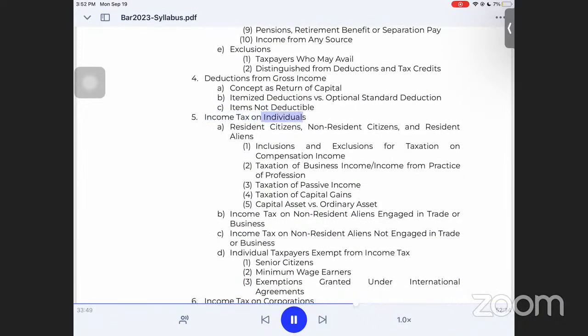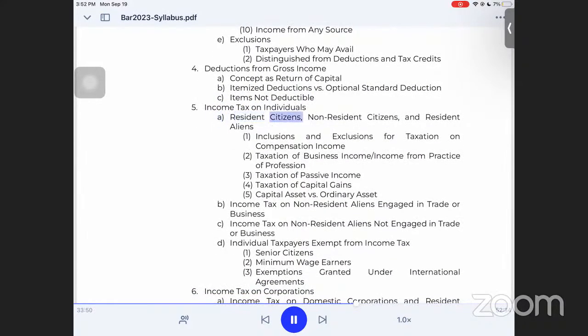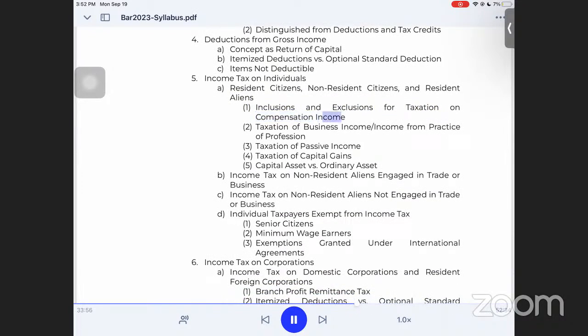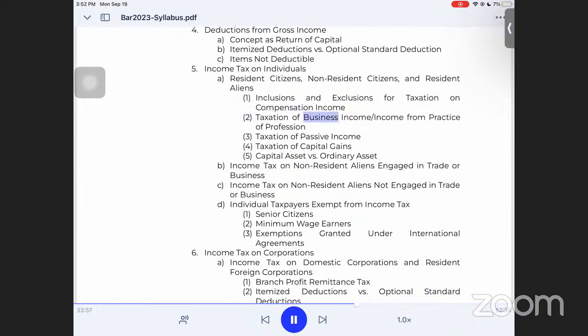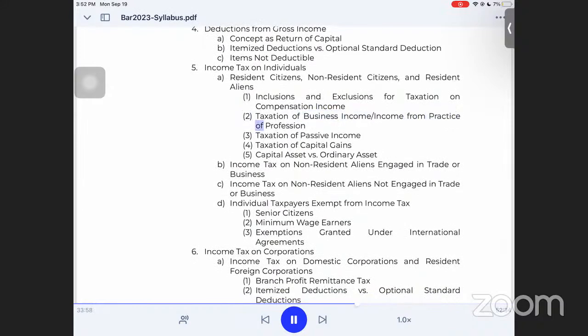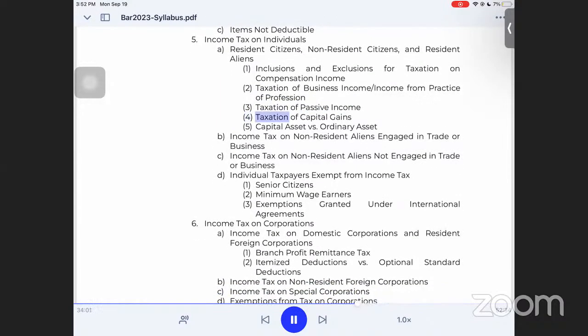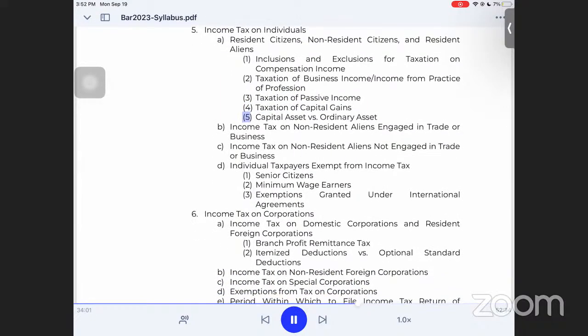5. Income tax on individuals. A. Resident citizens, non-resident citizens, and resident aliens. 1. Inclusions and exclusions for taxation on compensation income. 2. Taxation of business income from practice of profession. 3. Taxation of passive income. 4. Taxation of capital gains. 5. Capital asset versus ordinary asset.